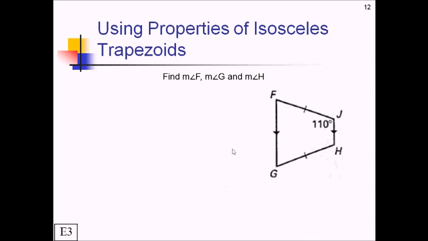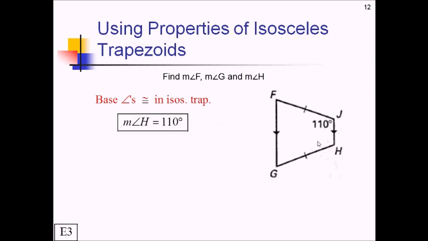All right, let's see how it went. The easiest one on here to get is going to be angle H, because this is an isosceles trapezoid. We know that because of the two congruent sides, and we know it's a trapezoid because of the parallel sides here. So that means that angle H and angle J are going to be the same. So base angles congruent, that means H is also going to be 110 degrees.